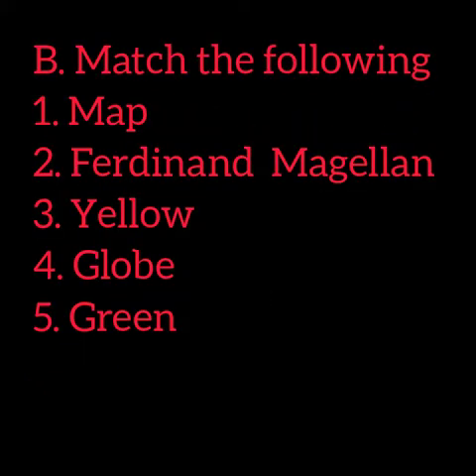Now section B, that is match the following. So drawing of the earth, that is map. And Portuguese explorer, that is Ferdinand Magellan. Desert is in yellow color. Small model of the earth is called globe. Forest, that color is green.